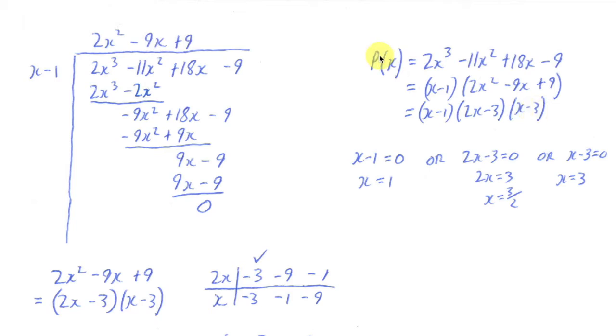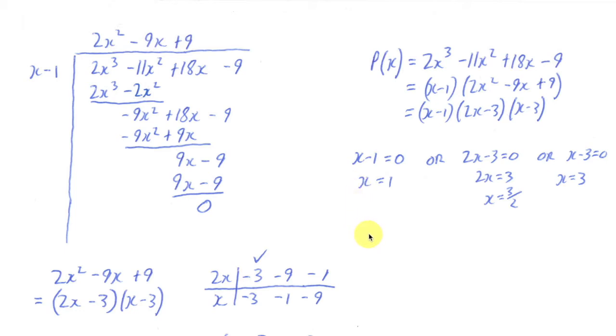And of course, we know that P of x is equal to 0. So in your notes, put in an equals 0 there. So if P of x is equal to 0, then it must be true with the null factor law that either x minus 1 is equal to 0, 2x minus 3 is equal to 0, or x minus 3 is equal to 0. And from there, we can solve for x.